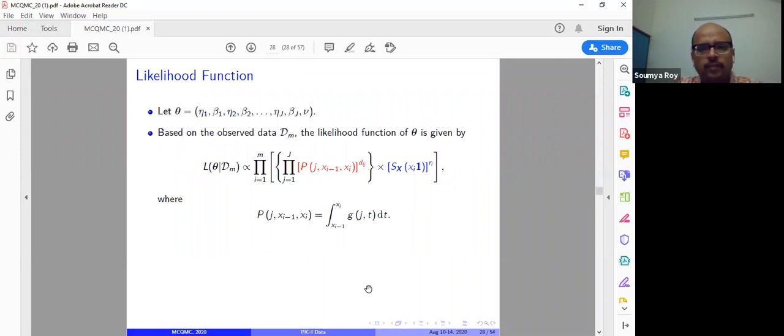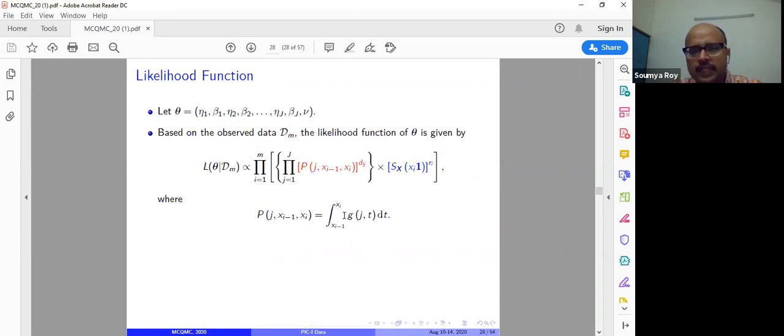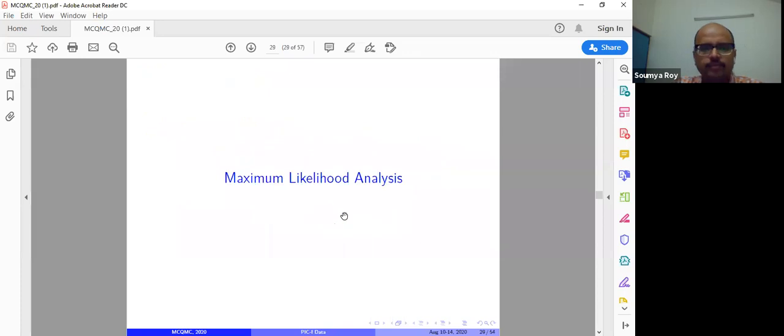Now, coming to the likelihood function, given the observed data set D_m, we can quickly write the likelihood function of theta, where theta is the complete set of model parameters. In that likelihood expression, we have these P_j's, and P_j cannot be written in closed form, as we have already discussed. What is P_j? P_j is the likelihood contribution of a system which has failed due to cause j within the interval x_{i-1} to x_i.